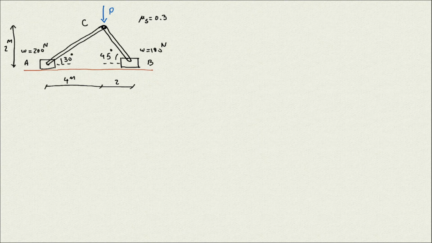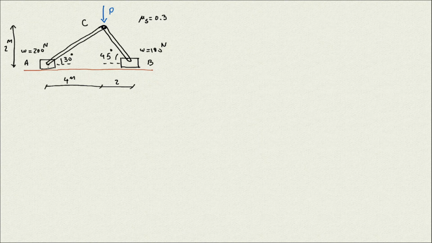Now let's look at another example. In this example, we want to find the maximum value of P that does not cause either block A or B to move. In other words, we have two blocks. A is 200 Newton, B is 100 Newton, and they are connected like that. And then we have this force P, and we want to see what the maximum P can be before either A or B starts to move.